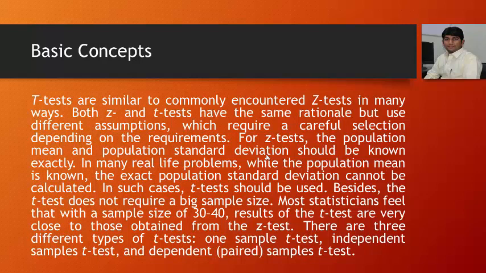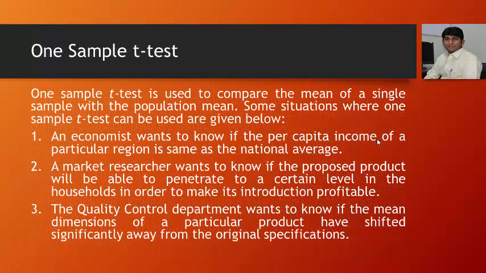The other thing about the t-test is that it can be used with a small sample size of 30 to 40, and it provides the same results as the z-test. There are different types of t-test, like one sample t-test, independent sample t-test and dependent paired sample t-test. Today we will go only for one sample t-test.